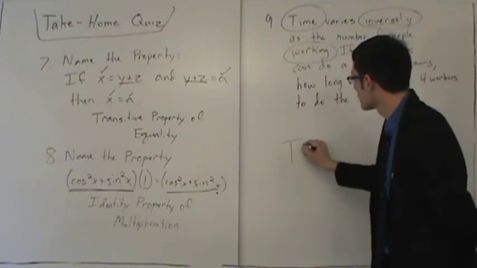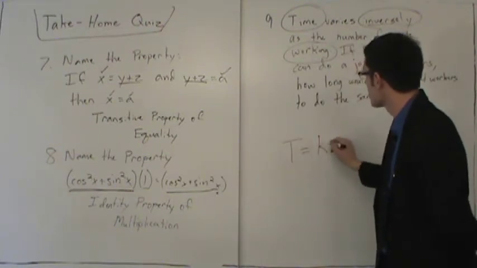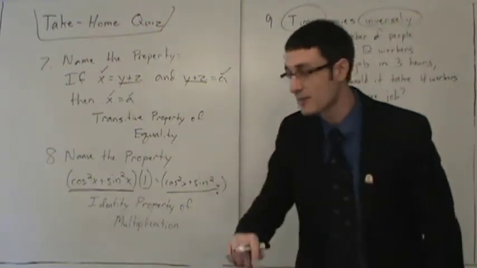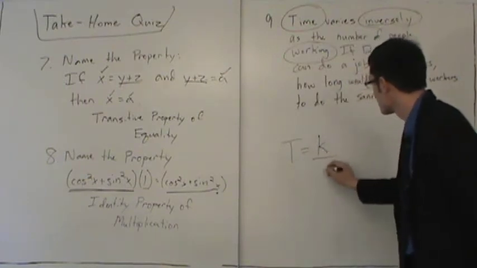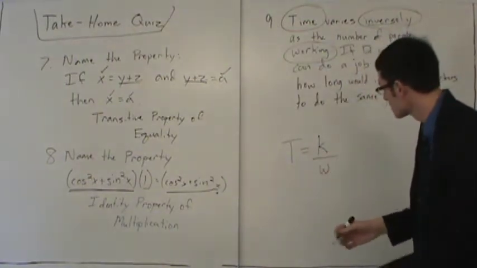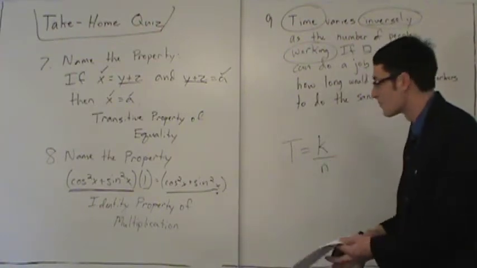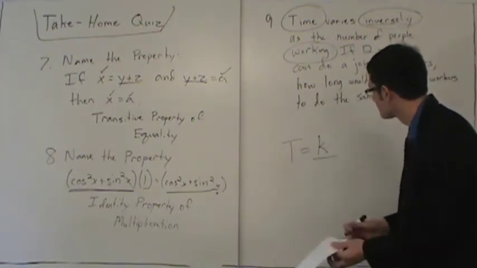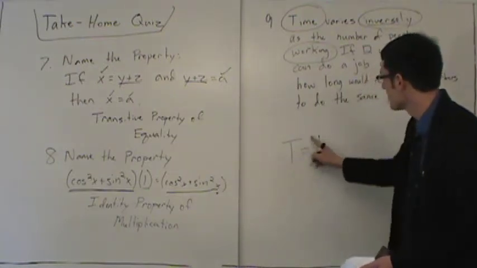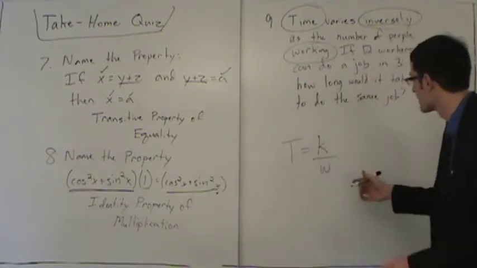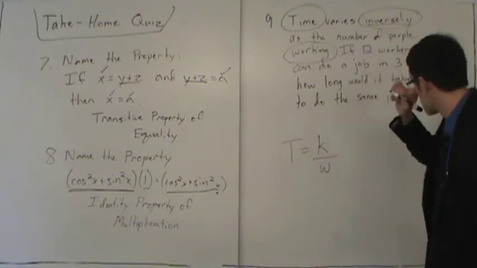So time varies is T equals K. Inversely means put it where? Inversely means put it on the bottom. So time varies inversely with the number of people working. You can use W for workers. You can use N for number. Okay, really N for number is more proper, but workers is fine. It's just a variable, as long as your variable represents what you're talking about.